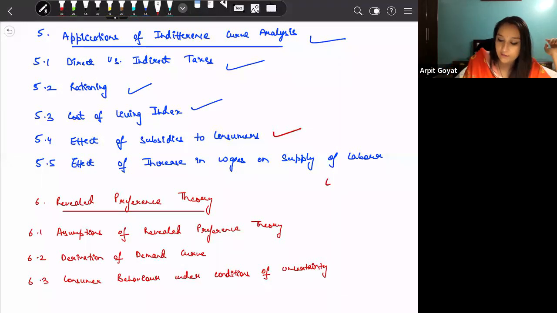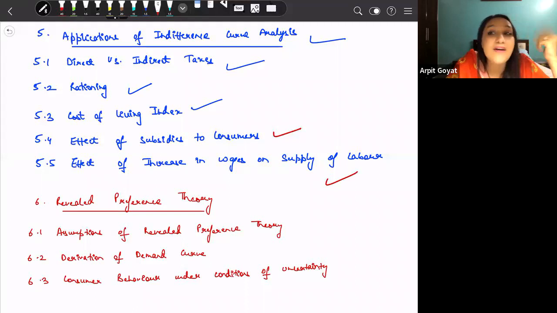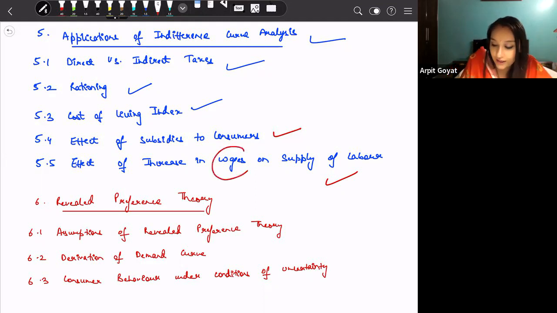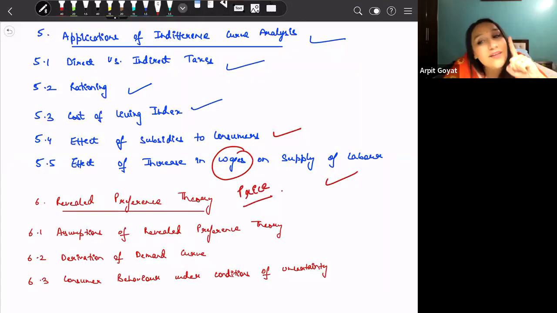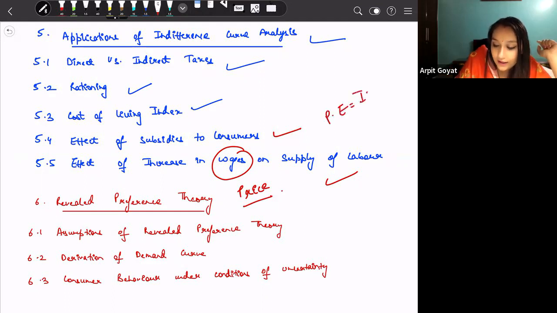Then we will discuss the effect of increase in wages on supply of labor. If a producer is giving more wages, what is the impact on supply of labor? बिकॉज अगर हमें ज्यादा वेज मिल रहे हैं, it actually means कि हम लोगों के लिए बेनिफिशियल है. But again यहाँ पे जो वेज है, वो वेज क्या है? That wage is actually the price of labor. अगर ये प्राइस ऑफ लेबर इंक्रीज कर रहा है तो इसको भी हम दो पार्ट में डिवाइड कर सकते हैं, income effect and substitution effect.